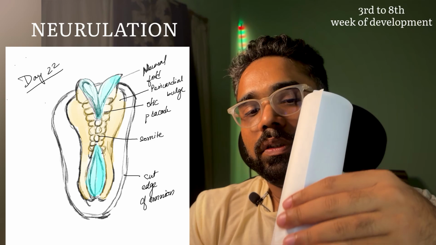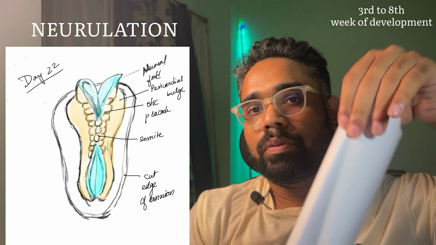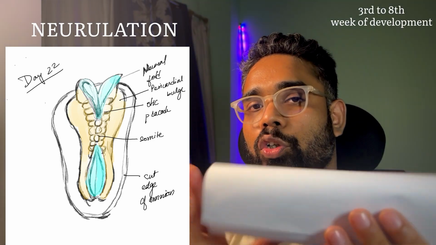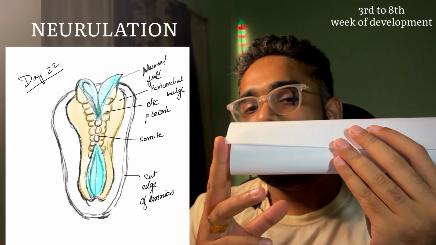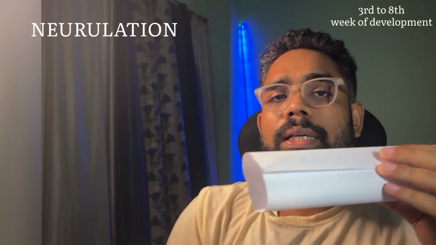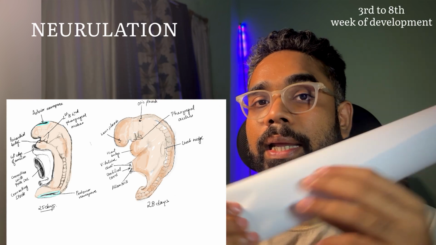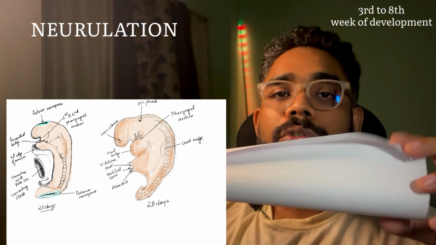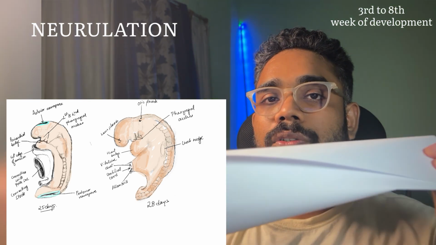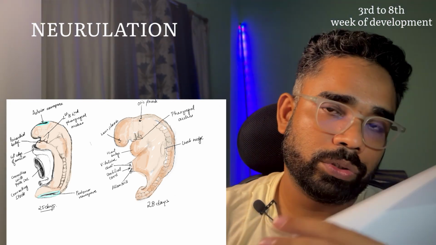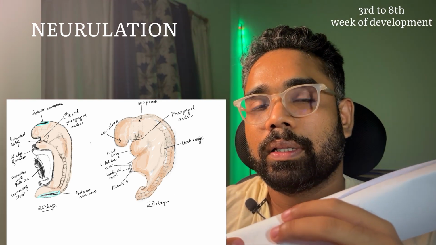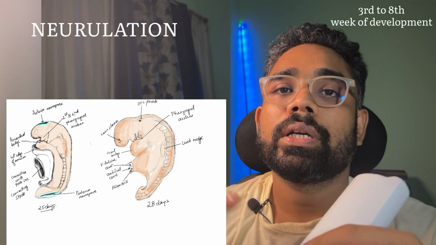Likewise, it will also start to fuse towards the caudal end and complete, and there will be formation of two pores, the anterior neuropore and the posterior neuropore. The anterior neuropore is closed at around day 25, and the posterior neuropore is closed at around day 27. So if these pores don't close, what will happen? Yes, if these pores don't close, then there will be a neural tube defect.